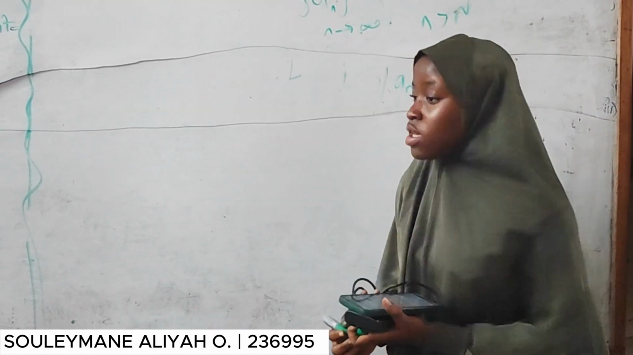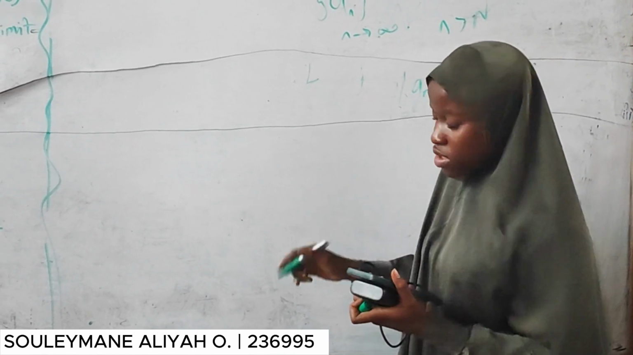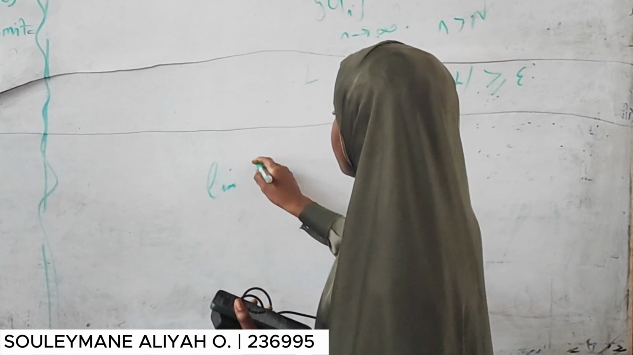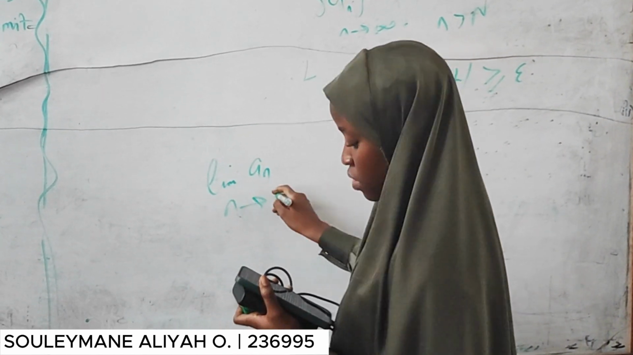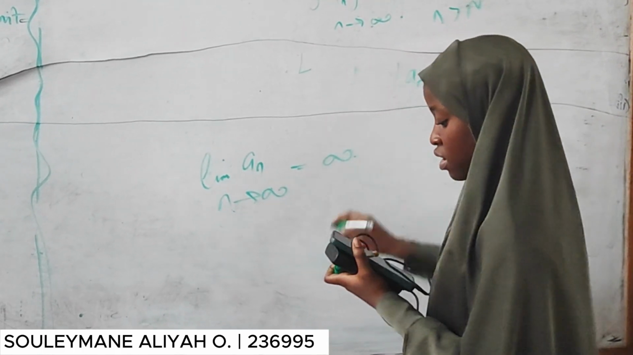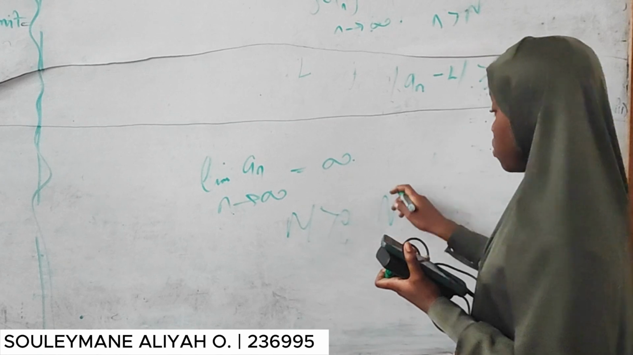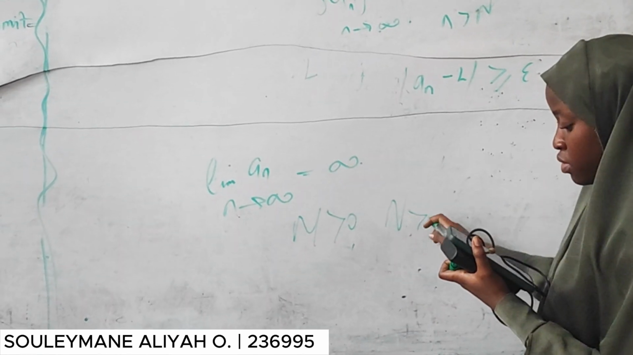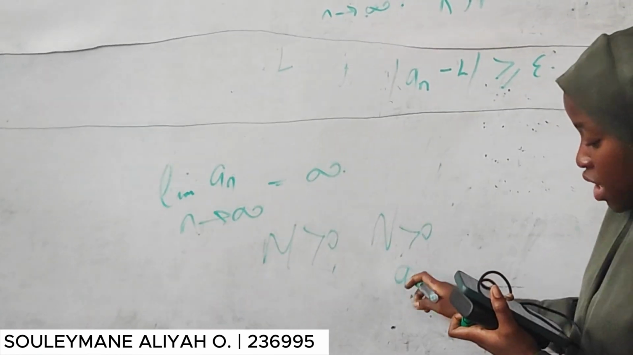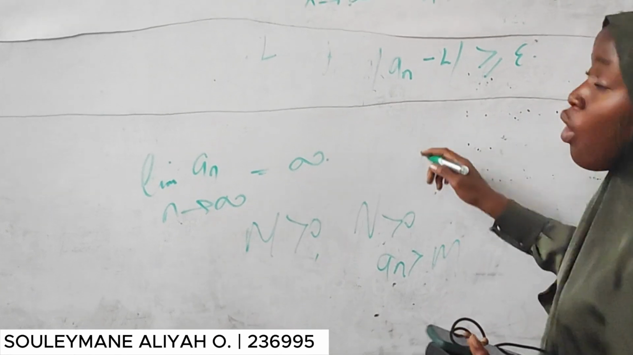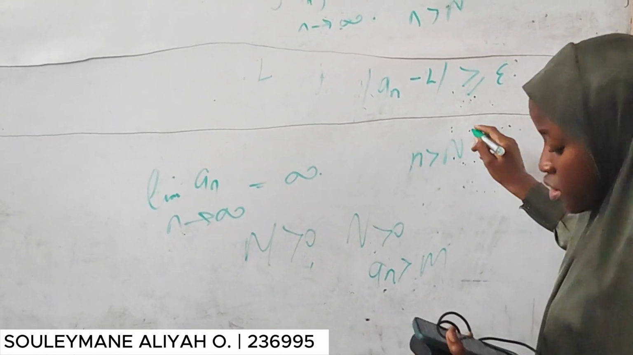Another one is it may tend to infinity. That is, when the limit of a_n as n tends to infinity is equal to infinity: for every M greater than 0, there exists N, a natural number greater than 0, such that a_n is greater than M for all n greater than N.